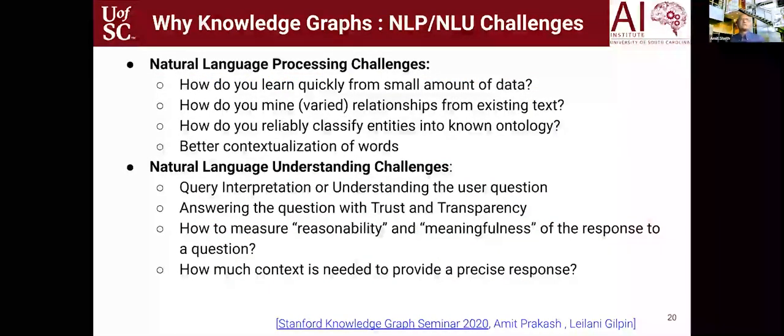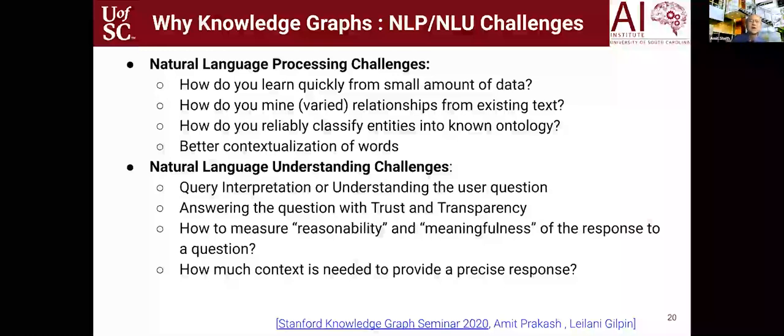So there are a number of natural language processing and NLU questions. Here are some that I've listed. How do you learn quickly from a small amount of data? How do you mine a relationship from existing text? How do you reliably classify entities into an ontology?